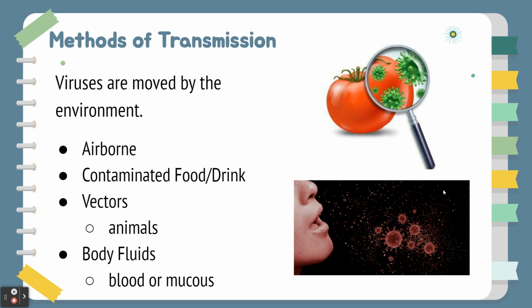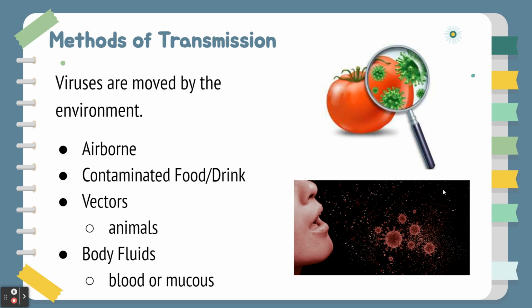Some viruses rely on vectors or animals, such as mosquitoes or ticks, to transmit the virus from one host to another. The virus may replicate within the vector before being transmitted to the host. Examples of this would be Zika virus and West Nile virus, which are both transmitted to humans through mosquito bites. The mosquito serves as a vector of transmission.